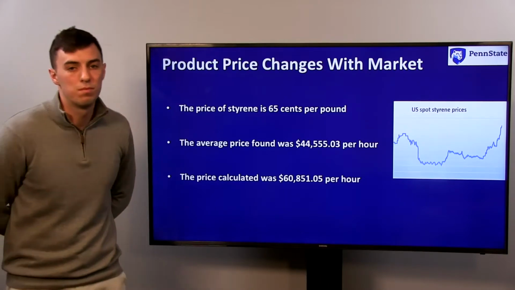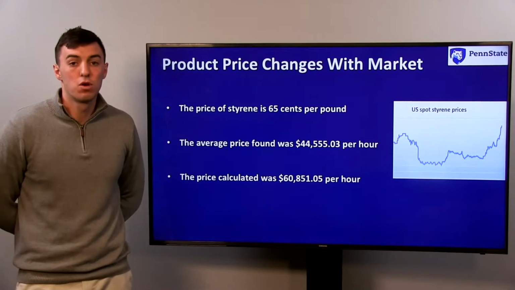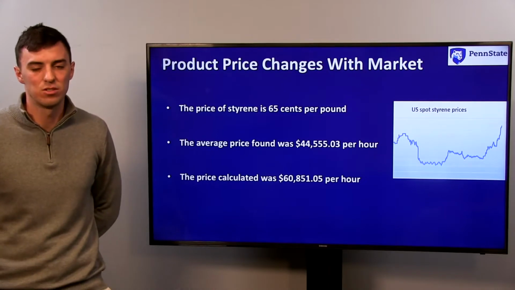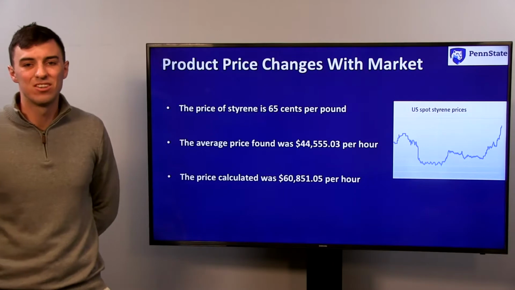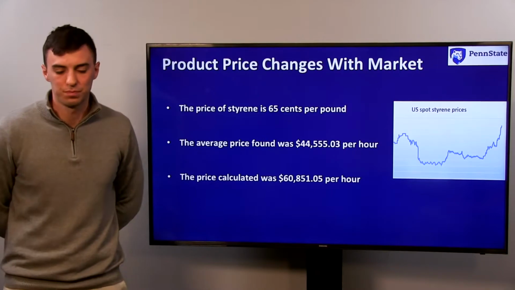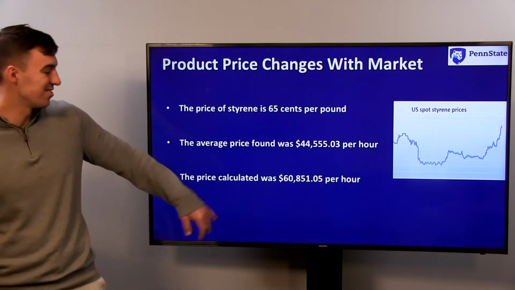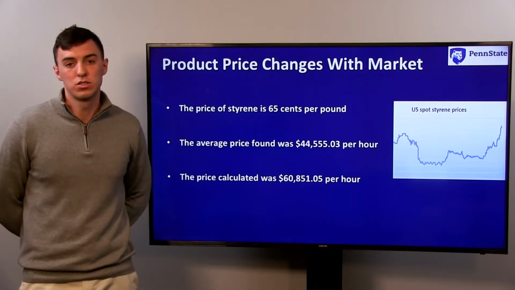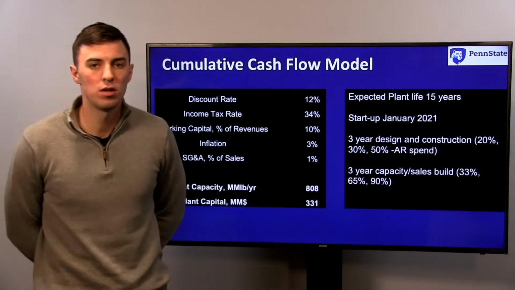Now, after multiple calculations, we found out that the average price for styrene per metric ton was around $1,066.67. This converted was $44,555 per hour. Now our cost was around $60,851, which is about a $15,000 increase, and could create some problems, which we will get to next.